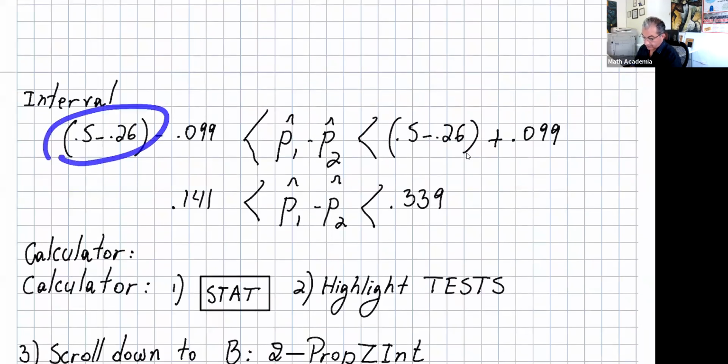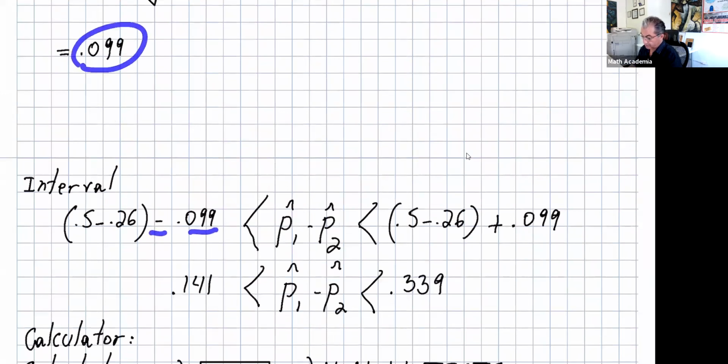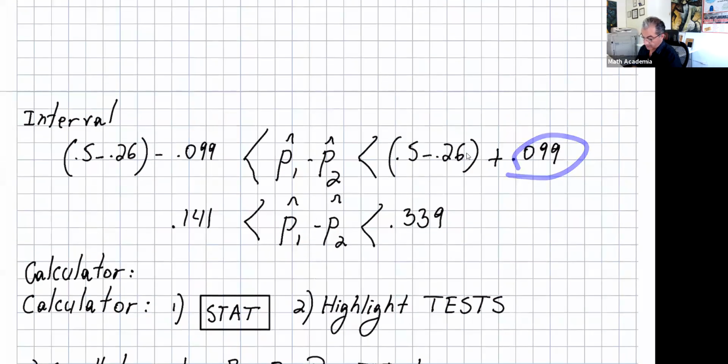We can substitute now. The interval is p hat 1 minus p hat 2, which is 0.5 minus 0.26, minus the margin of error 0.099, and 0.5 minus 0.26 plus 0.099. You get 0.141, 0.339.